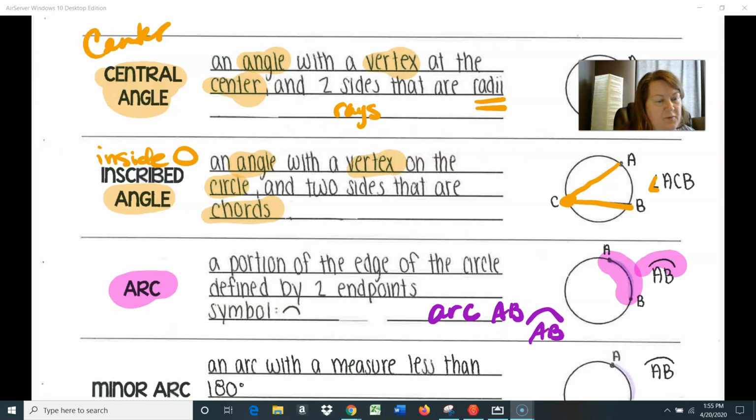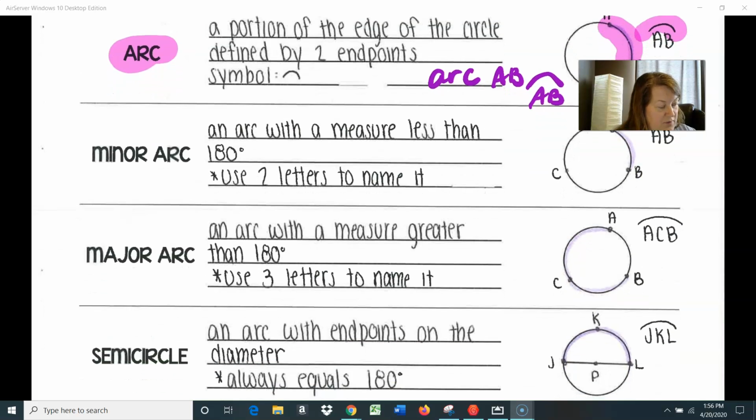Okay, so this is a portion of the edge of the circle defined by the two endpoints. So this would be part of the circumference, right? It's just a piece of the circumference. It's got a point on the circle, it's got an endpoint on the circle, and it'd be traveling around the circle itself. All right, so we've got two words. We've got major and minor arc, and that's just how big the arcs are.